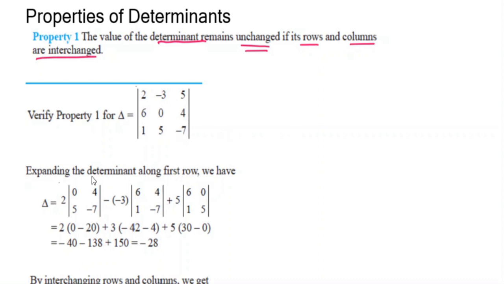Now let us expand. So what we do, we take the first element, is it not? And as I already mentioned, we have to ignore the first row and the first column since I have taken A11. Okay, so I have to consider only this. Do you understand? Right. So based on that, 2 into the determinant 0, 4, 5, minus 7, and then minus.